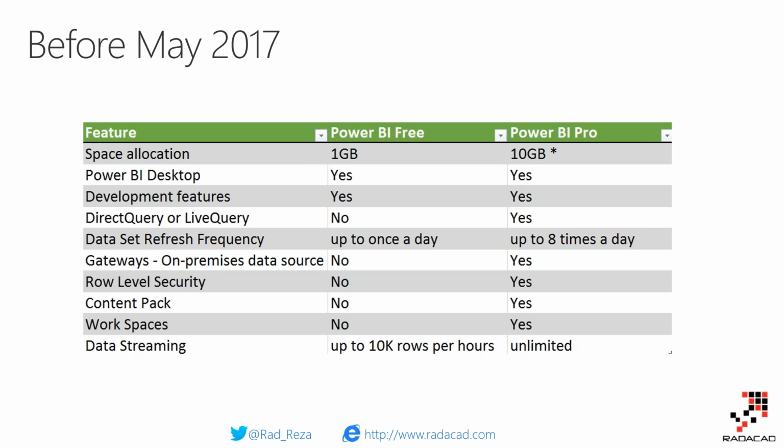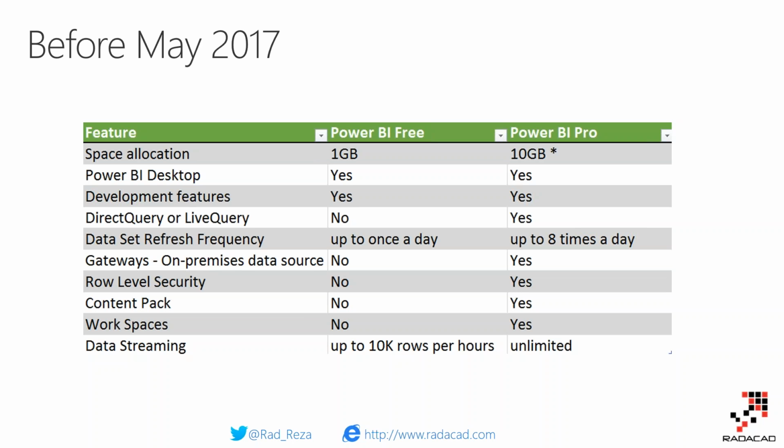With Pro, you had the option to use DirectQuery or live query. With Power BI Free, you didn't have that option. With Pro, you could refresh your dataset up to 8 times a day. With Free, it was up to once a day. If you wanted to use gateways, you could use them with Pro, but with Free, you can't. This is actually before May 2017. Now things are a little different. And gateways, if you don't know what they are, are a way of connecting from on-premises data sources to Power BI reports in the cloud.